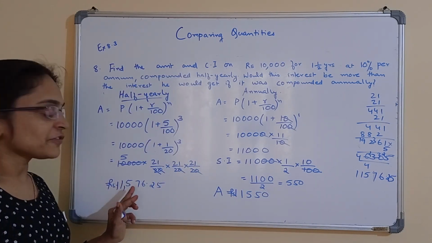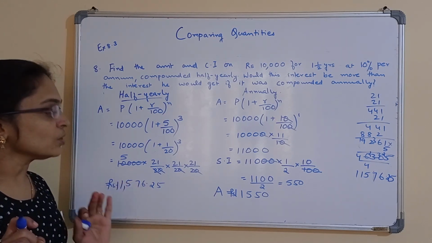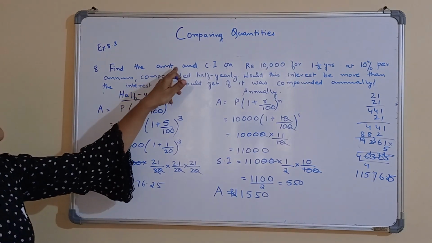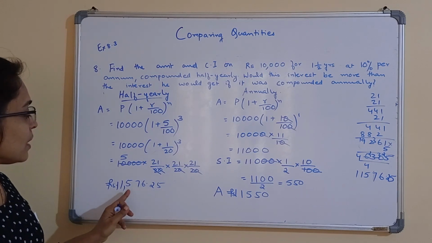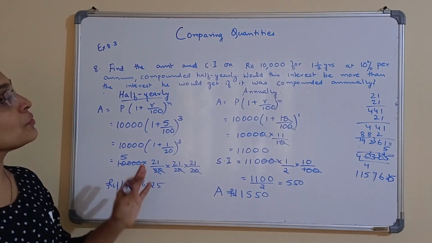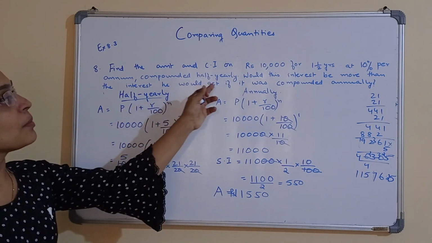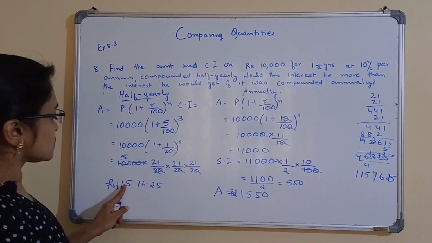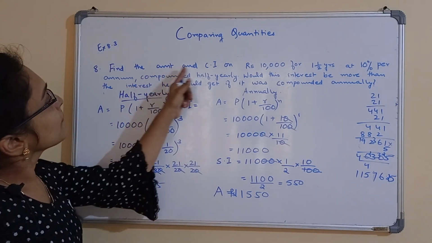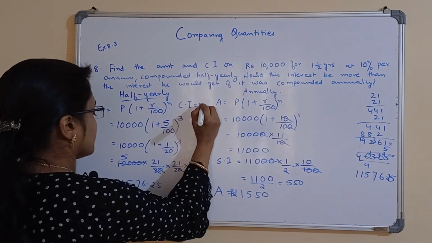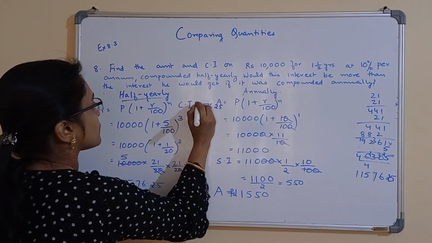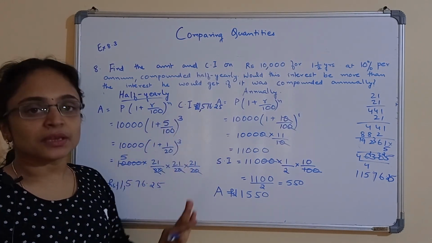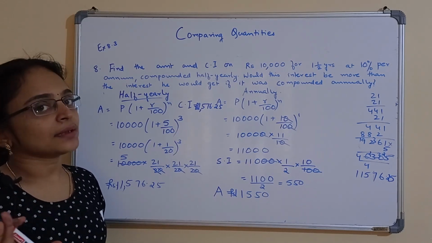So if it is compounded half yearly, the interest he will get will be more than the interest if it is compounded annually. Okay, and we have to find the amount and compound interest. We found the amount. Now we have to find the compound interest if it is compounded half yearly. Compound interest is equal to 11576.25 minus 10,000, which is 1576.25 rupees. That is, 1576 rupees 25 paise is the compound interest that he would get.